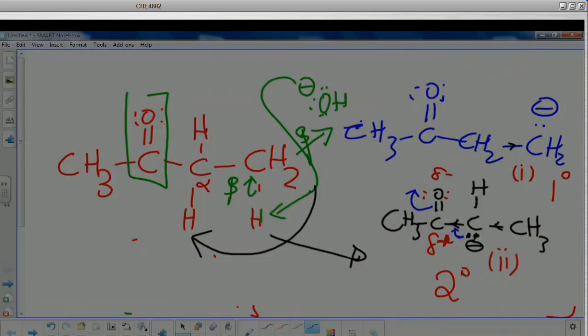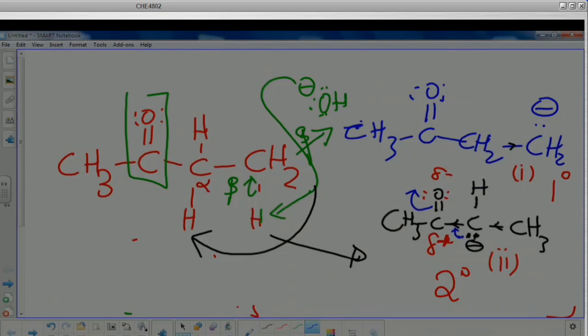Can you do resonance on structure Roman figure 1? Can there be resonance? No. So between Roman figure 1 and 2, which one is favored? 2. Why? Because it has more resonance structures. The more the resonance structures, the more preferred is the species.